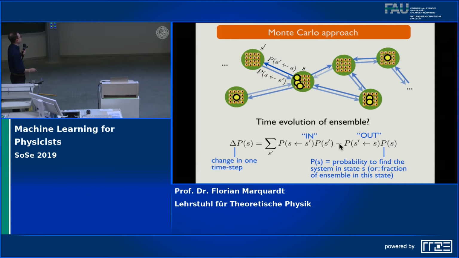Okay, so this is really the time evolution equation. It describes really what happens. Sometimes the P of S decreases, sometimes it increases, and in general it has a tendency to distribute itself over configuration space.